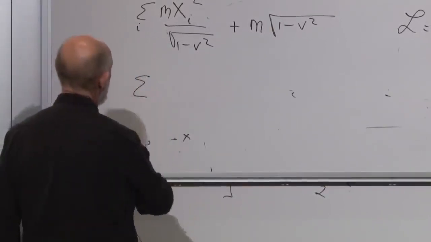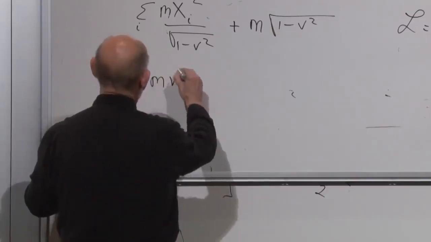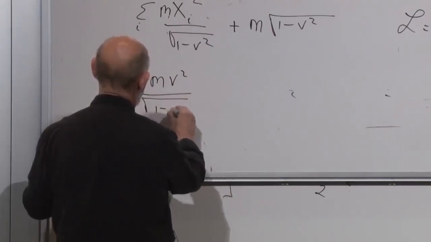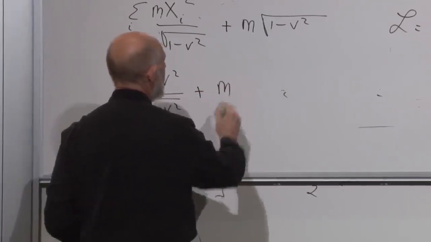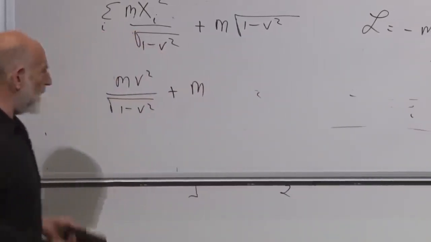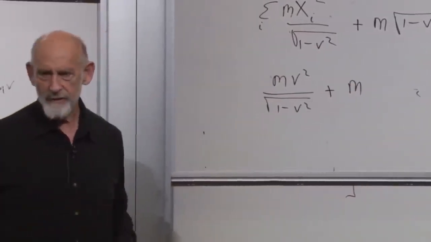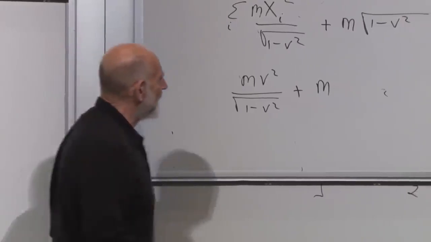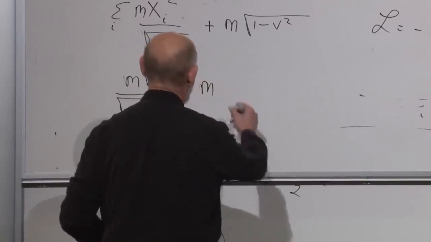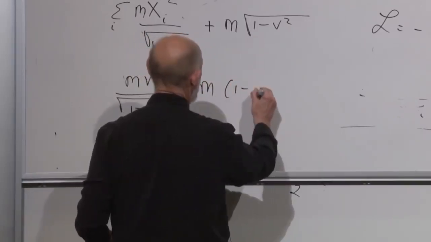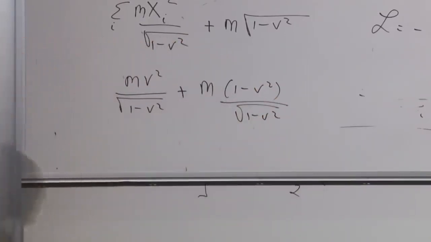So the first term here is not even a sum anymore. It's just m v squared over the square root of 1 minus v squared. Then we have to add m times the square root in the numerator. How are we going to add a thing with a square root in the numerator to a thing with a square root in the denominator? Well, we'll put everything in the denominator. So we multiply and divide by the square root of 1 minus v squared. That gives us in the numerator 1 minus v squared, and the square root of 1 minus v squared in the denominator. There we are.